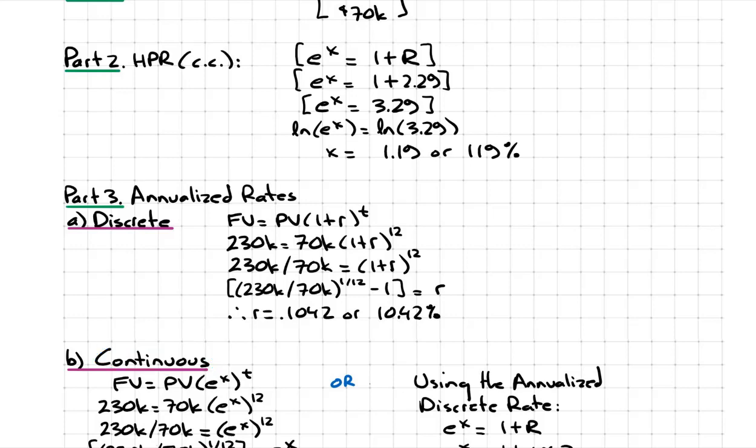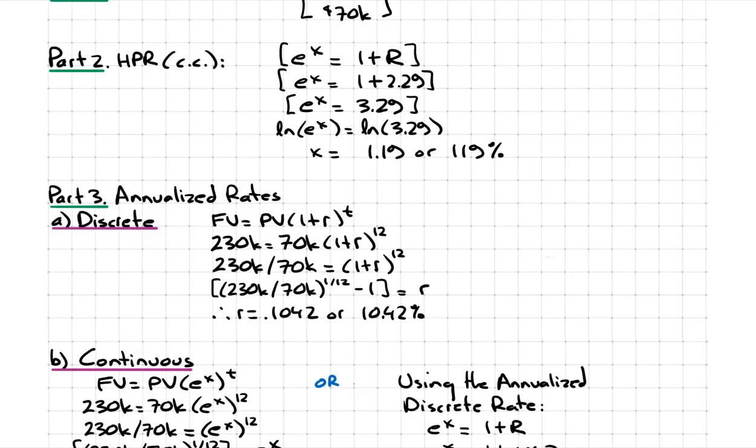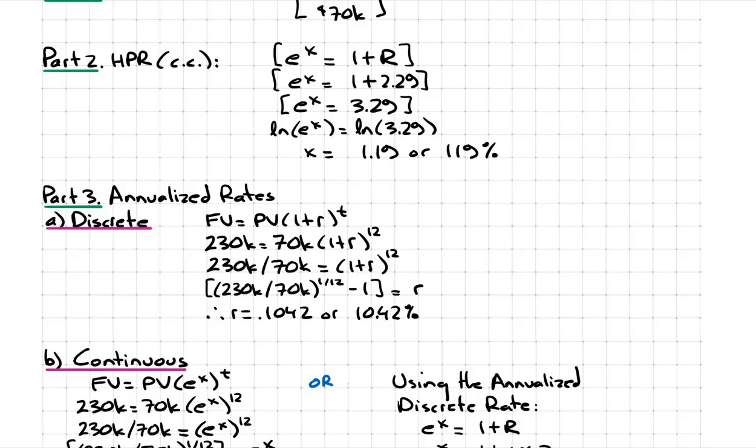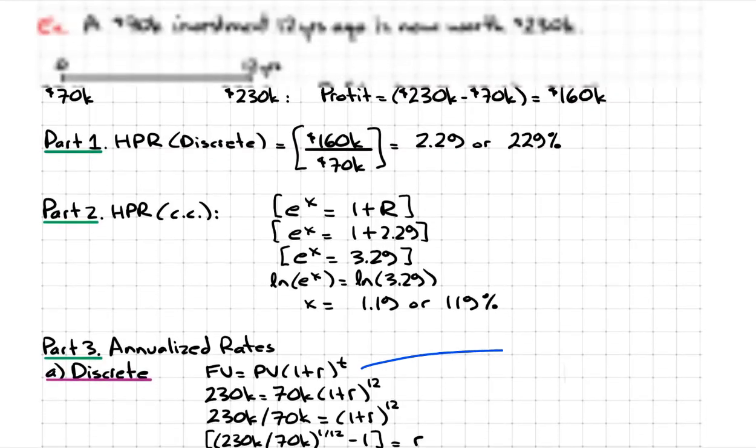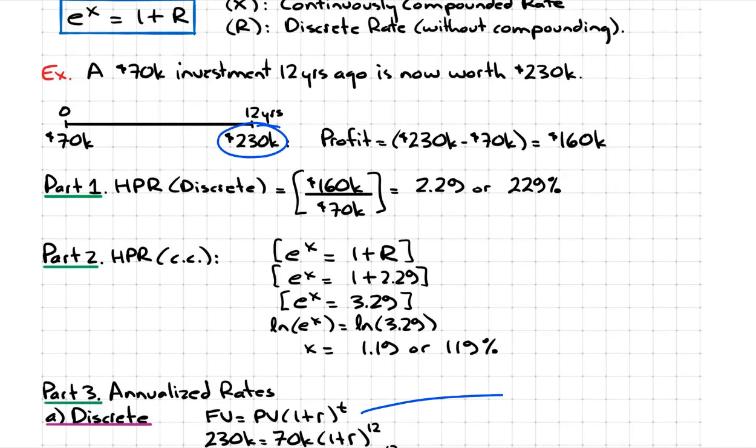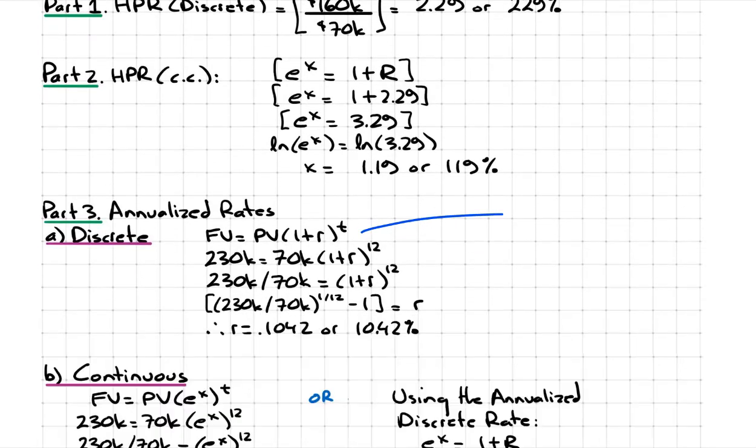So if you want to find out what the annualized return is without any compounding, i.e. discrete, here's the framework that we would use. So future value is equal to present value times 1 plus r to the t. And the reason I'm using this framework is because you could see it right here. This is my future value, this is my present value, and that's t. So now we just need to figure out what the annualized return would be going from 70 to 230. So there it is. Just plug in the values. That's your future value, that's your present value, and t is 12 periods.